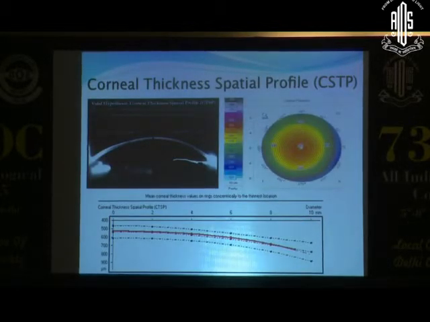The corneal thickness spatial profile. Here, the hypothesis is that as we move from the thinnest point in the central cornea to the periphery, the cornea thickens in the form of a very gradual slope. It is not a sudden thickening, it's not a sudden progression. In keratoconic corneas, however, there is a sudden progression from the center to the periphery.